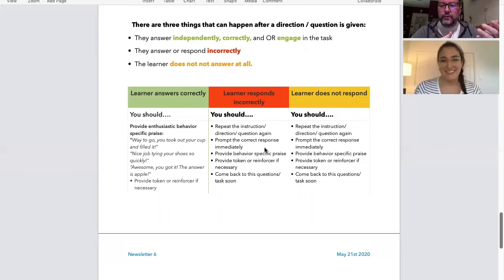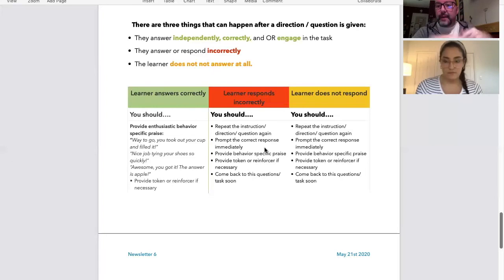Okay, so if your learner, and again, these procedures are basically the same for both incorrect responses and no responses, so I'm just going to sum it up. What we would say is if your learner responds incorrectly or doesn't respond at all within the time frame, repeat the directive or repeat the question again, only because there's been too much time in between what is said and what is supposed to happen. Immediately go right back into prompting the correct response in a way that is the least intrusive to your learner.